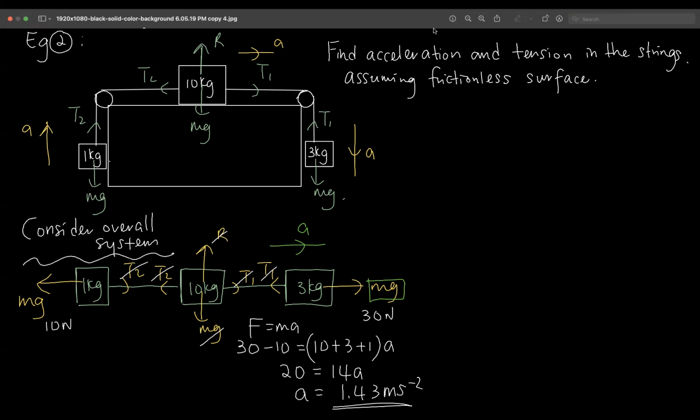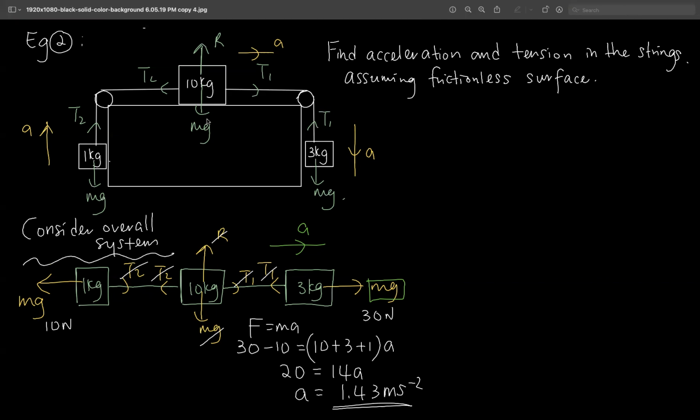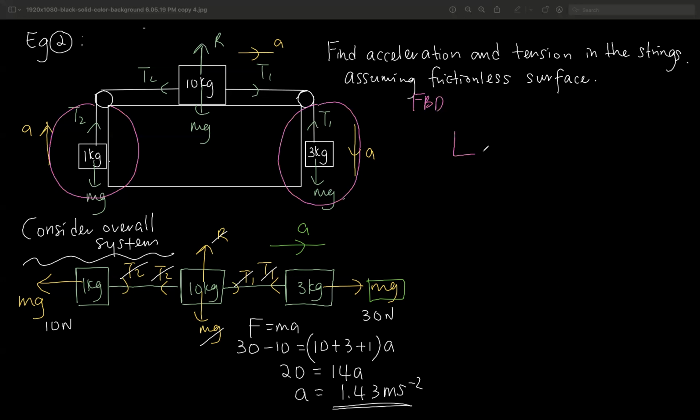Okay, how about tension? So tension, you need to draw the free body diagram. You can draw any one. I'll just pick this one because there's just one unknown, T2. So FBD for the first one, 1 kg, T2. Acceleration is going up, but now you already know the value, right? So acceleration is 1.43.